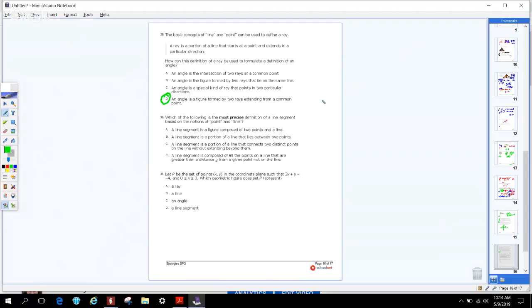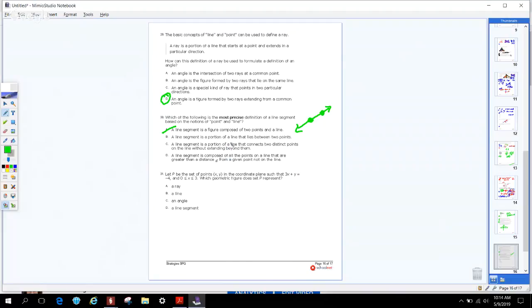30. Which of the following is the most precise definition of a line segment based on the notions of point and line? What did you guys get? No. Okay, so let's look. A line segment is a figure comprised of 2 points and a line. Well, here's a line. Here's 2 points. That doesn't give me really anything. So it's not going to be A.